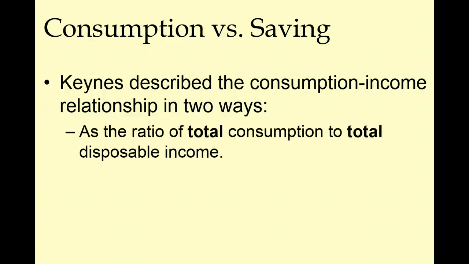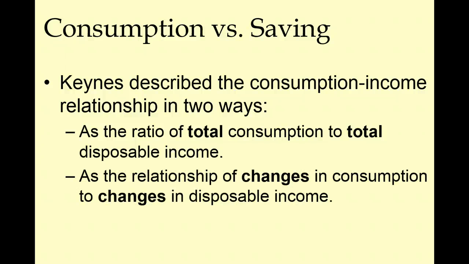So Keynes wanted to break this relationship between income and spending in two ways. He's going to look at the ratio of total consumption, total spending, to total disposable income, and then the relationship of the changes in consumption to changes in disposable income. This second one is the most important one, because this is what you're interested in. If the government does something to give people more income, you want to know how the change in that income affects the change in your spending.